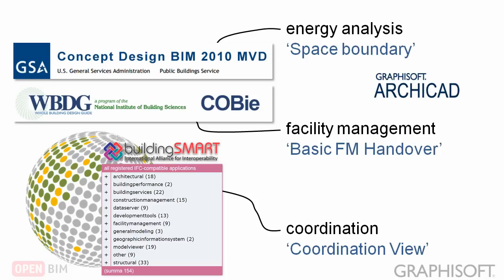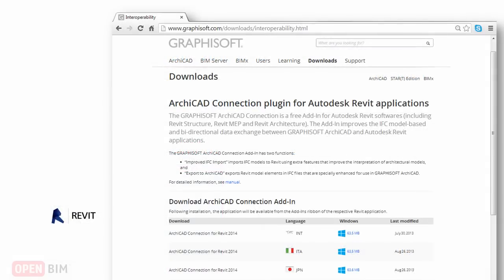ArchiCAD also uses and offers the Coordination View IFC Exchange format for collaborating with Revit's structural and MEP applications. To fine-tune the bidirectional IFC database exchange between ArchiCAD and Revit Structure MEP applications, Graphisoft has developed an add-in that manages IFC import and export on the Revit interface. This add-in is available for free on the Graphisoft website.